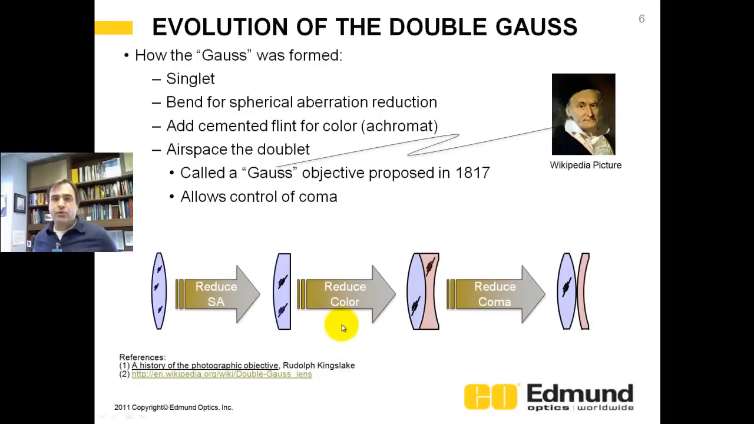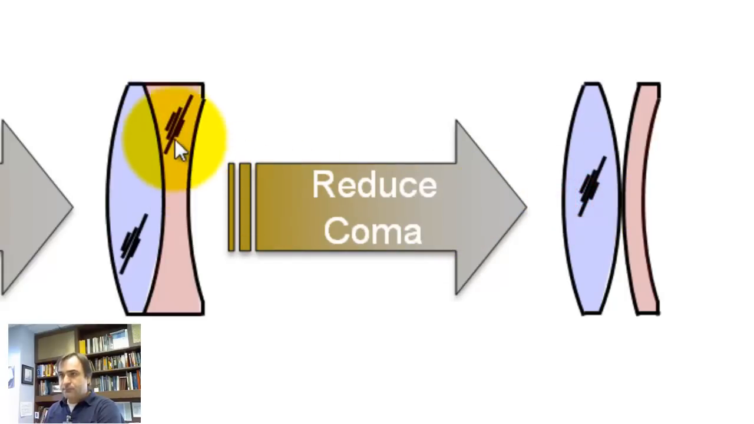So let's talk about the evolution of the Double Gauss. The Gauss kind of evolved over the years. It started with a singlet, and then it was bent to reduce spherical aberration. And then to reduce color, you came up with the crown and the flint. A lot of these I'll be going over in my Optics Realm video tutorial series. And then Gauss, who's pictured here, which I took from Wikipedia, proposed an objective in 1817 where he controlled coma by splitting this airspace in the achromat and doing bending here to minimize coma.